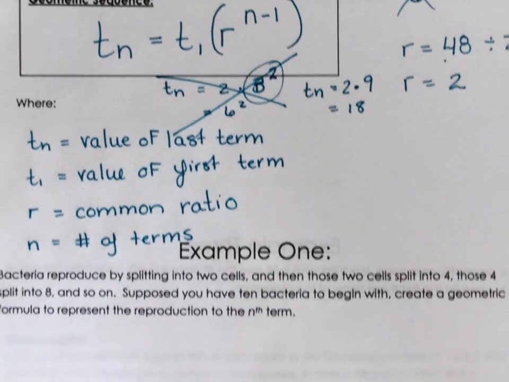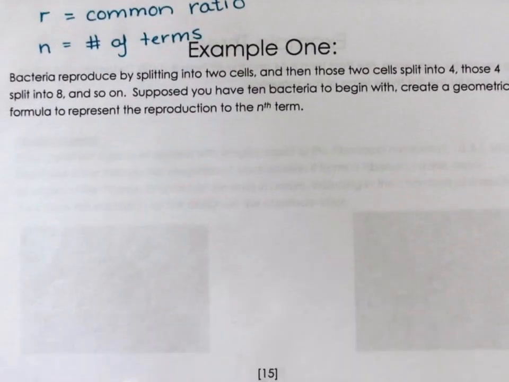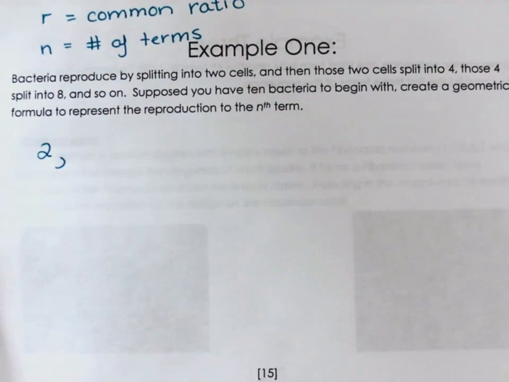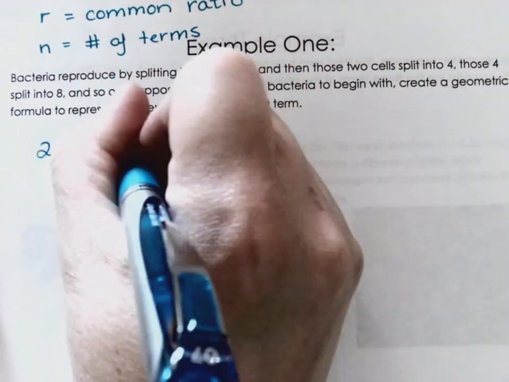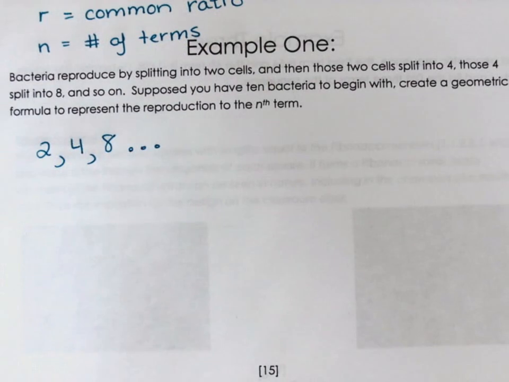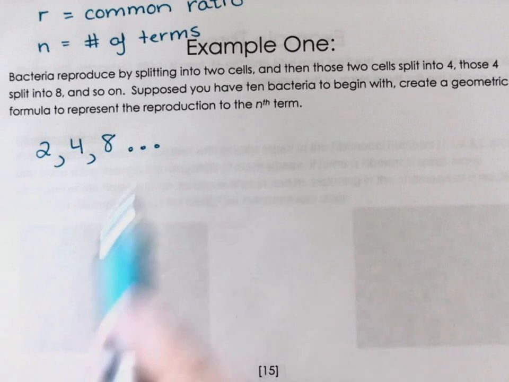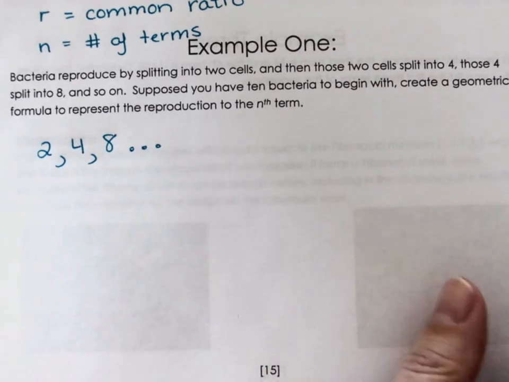Okay, look at bacteria. Bacteria reproduces by splitting: 2 cells, and then those 2 cells split into 4 cells, and those 4 cells split into 8. So what is my geometric sequence? How many cells do I start with? 2. And then what happens when they split? 4. And then what happens when those 4 split? Sometimes I find that extracting that piece of information from the words makes it much easier to work with the sequence.